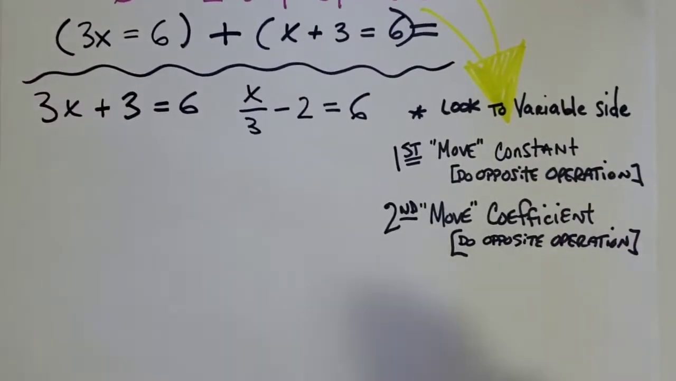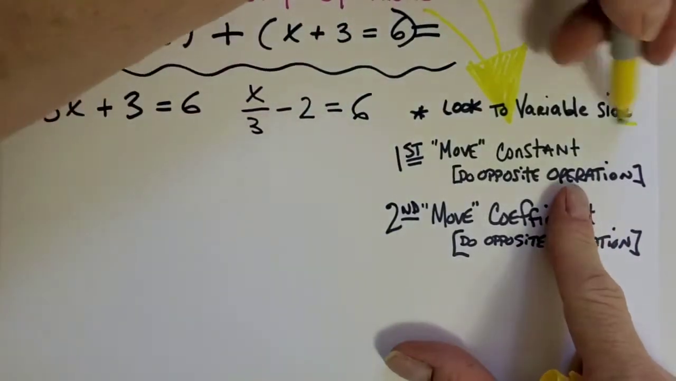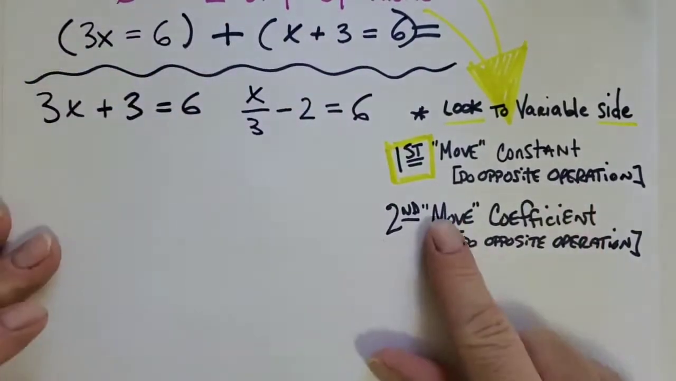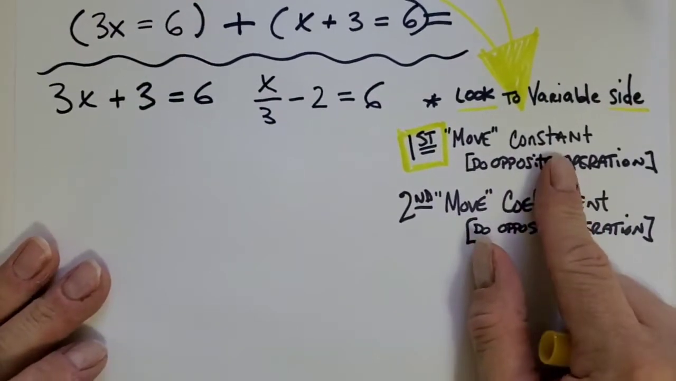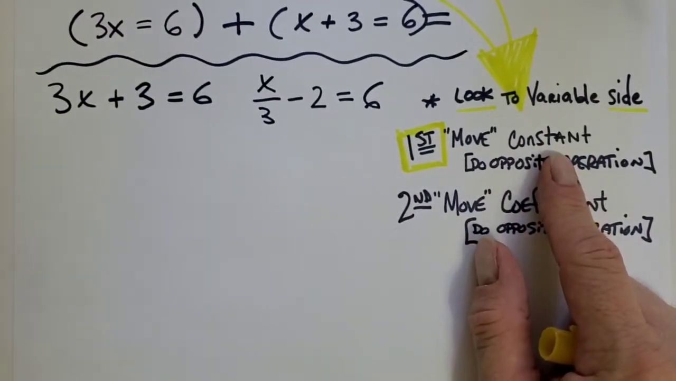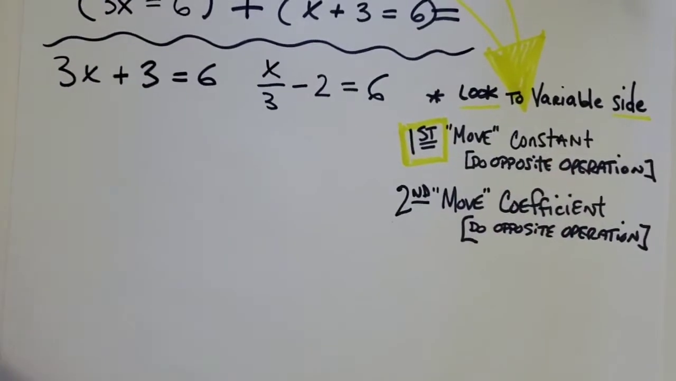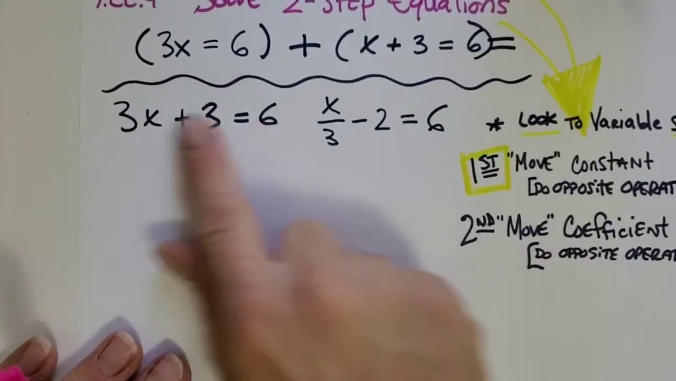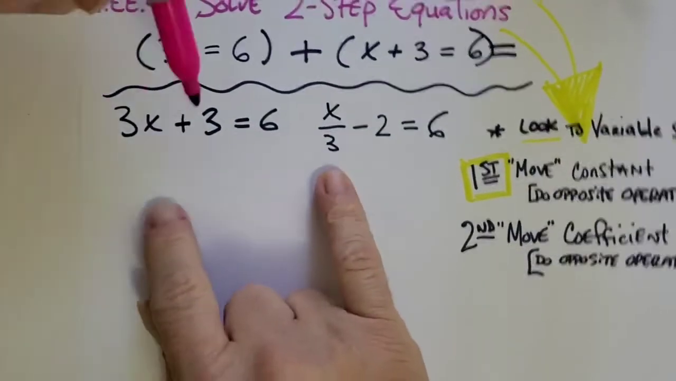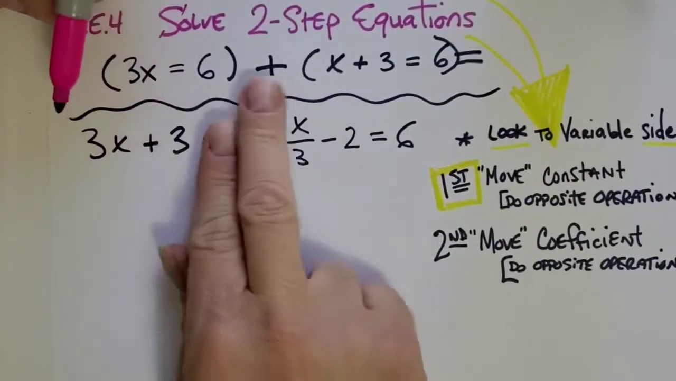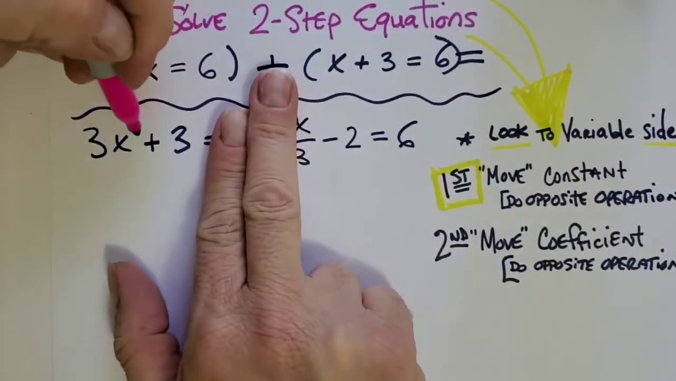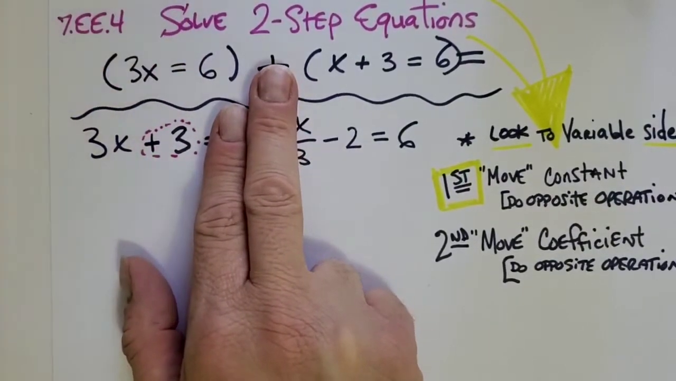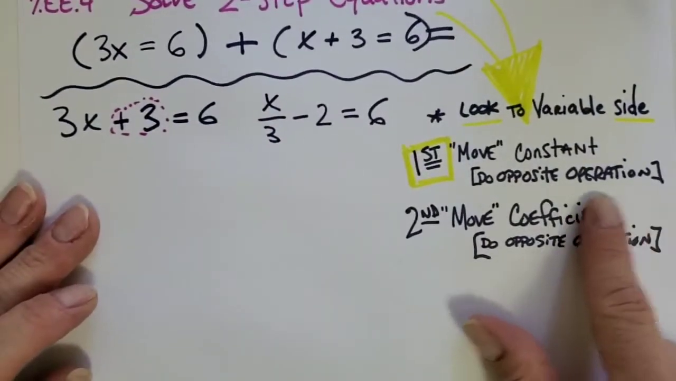Okay? So the very first thing that we're going to do is look to the variable side first. Then the first step, the first verb, will be to move or cancel the constant. And how do you do that, Mr. Whately? Well, we do the opposite operation, just like you did up here. So we're looking at this one right now. Here we go. We're going to go to the variable side. It's over here. We're going to move the constant. You're going to move the number that's by itself first. How do you do that? You do the opposite operation, just like you've been doing.